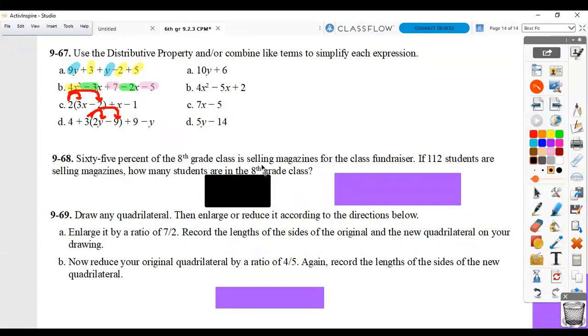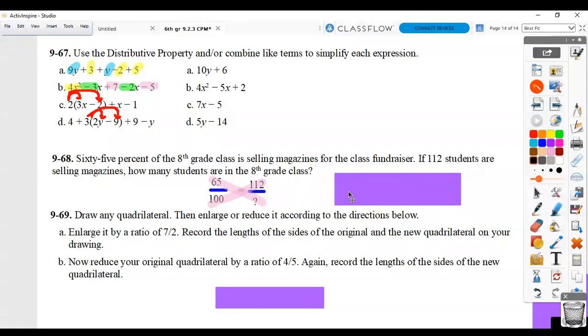968, 65% of the 8th grade class is selling magazines for a class fundraiser. If 112 students are selling magazines, how many are in the 8th grade class? So there's a couple ways you could do that. One is you could set it up as a proportion. 65 over 100 would be 65%, and that is equal to 112 out of the total. So with cross products, you're multiplying diagonally this way, multiplying diagonally this way, and solving.